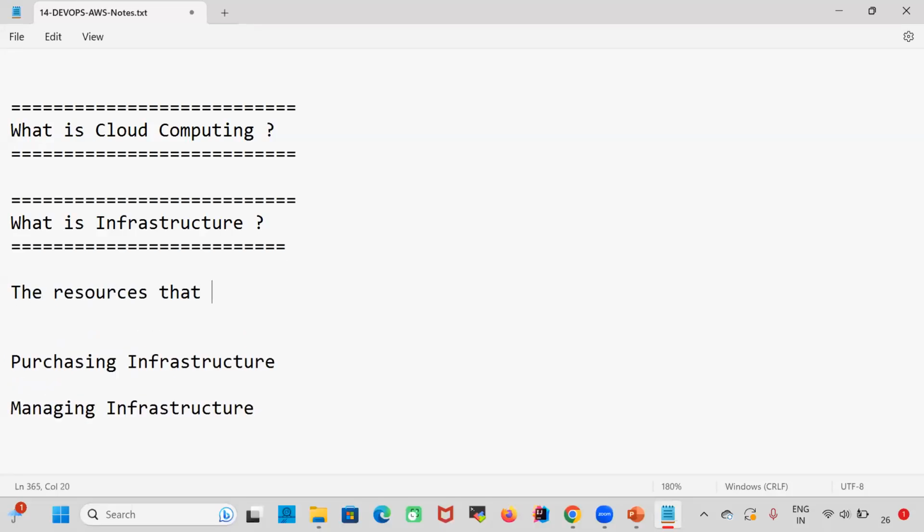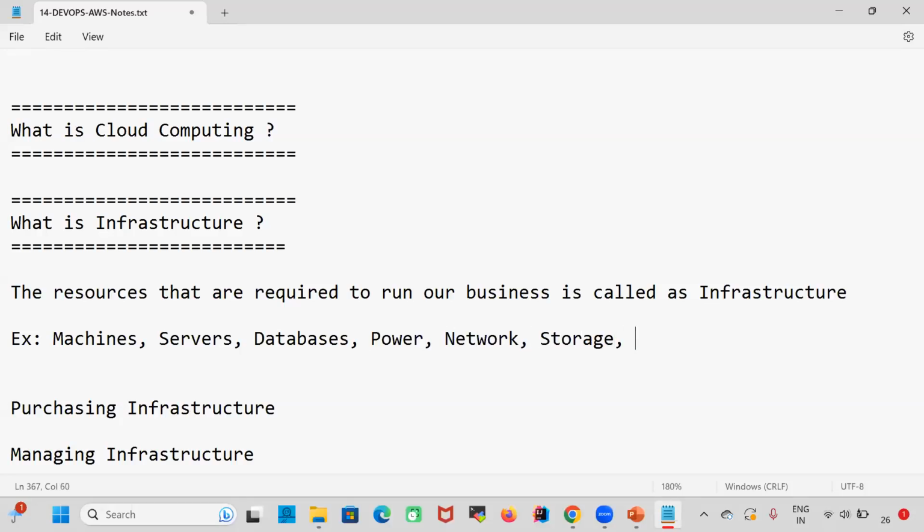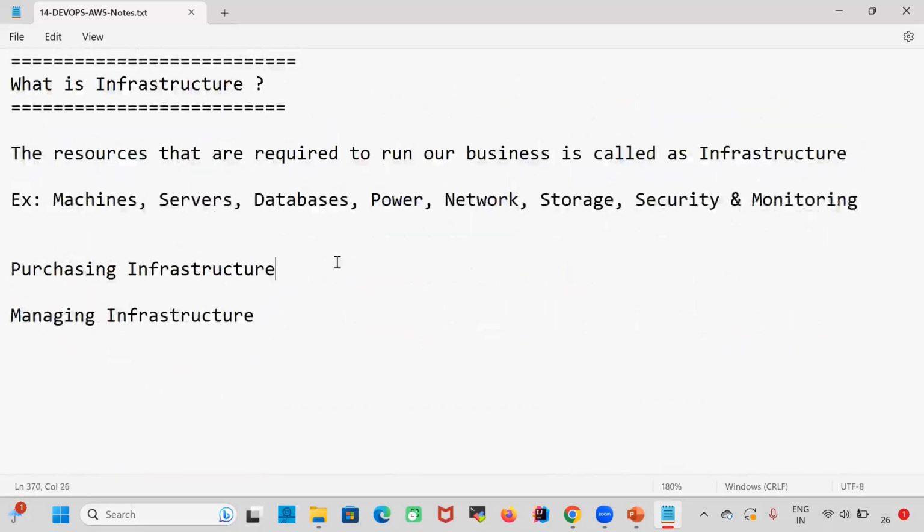The resources that are required to run our business is called infrastructure. So in order to run a software project, what infrastructure is required? We need machines, we need servers, we need databases, we need power, we need a network, we need storage, we need security and monitoring. So this is called infrastructure. If you want that infrastructure, we need to purchase it and we need to manage it.